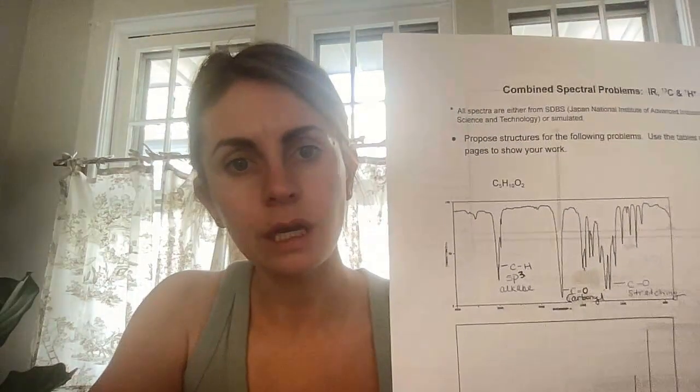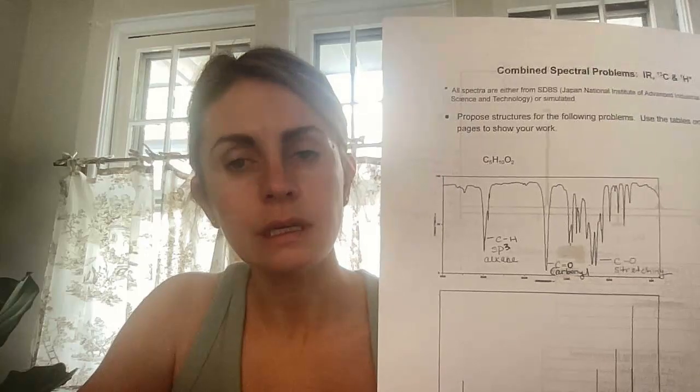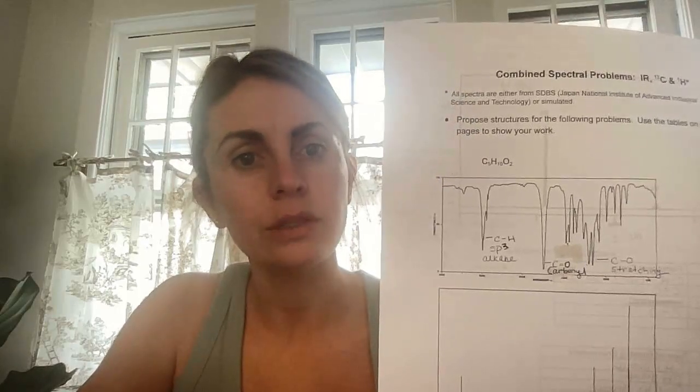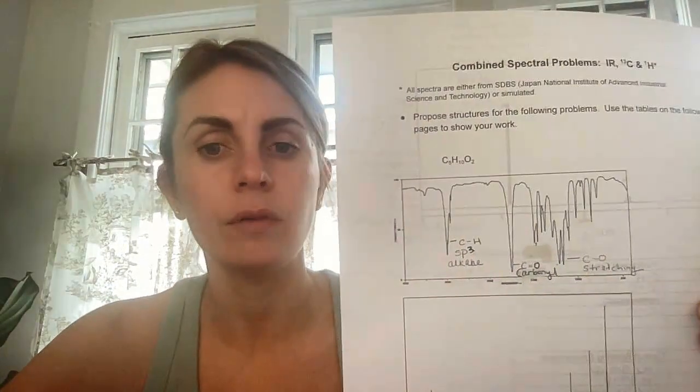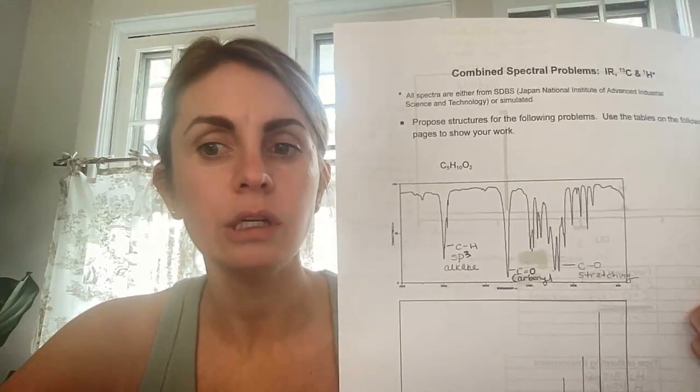Hello, my name is Emily, and I'm going to present how to find the structure for the given molecule of C5H10O2 by using nuclear magnetic resonance spectroscopy and referencing different spectra to find out certain characteristics about the given molecule. So first we're going to find the degree of unsaturation.